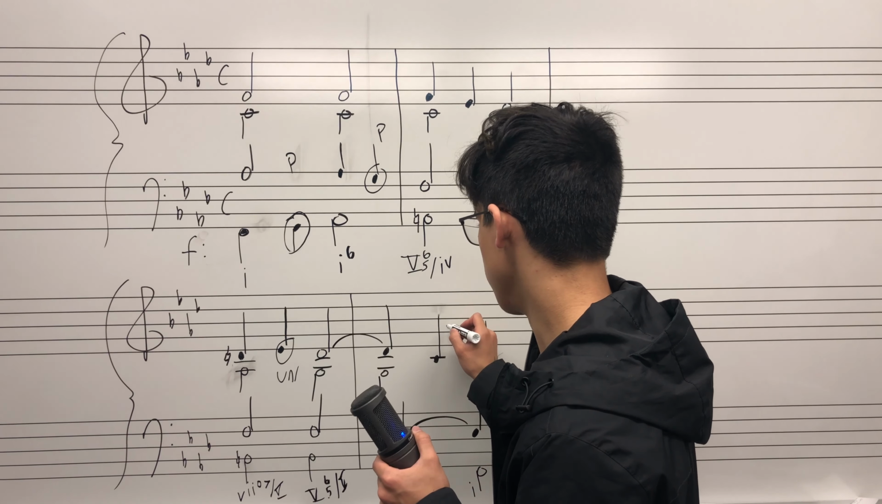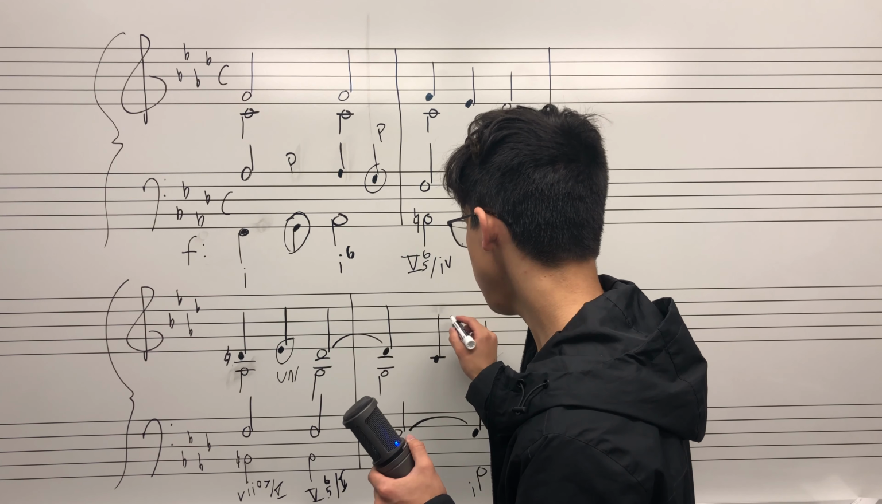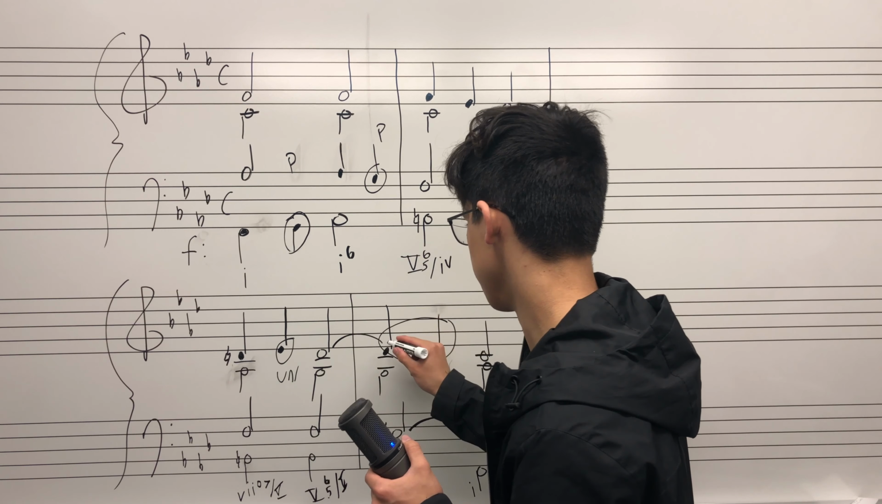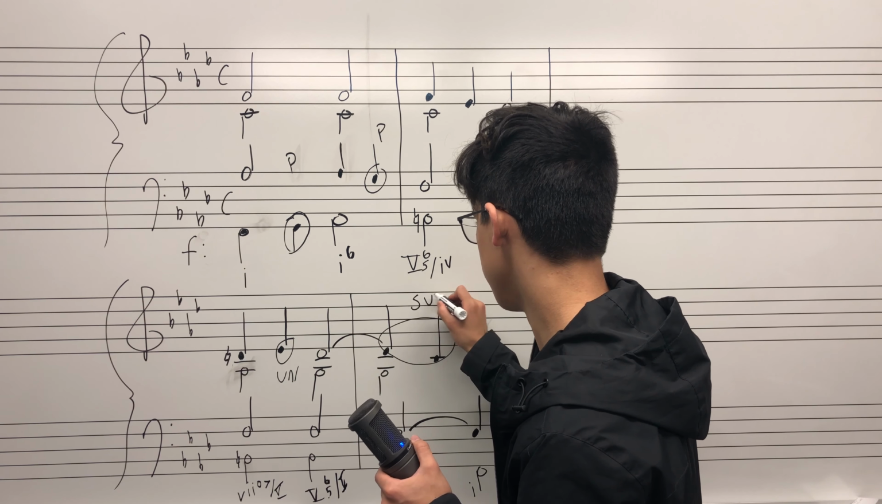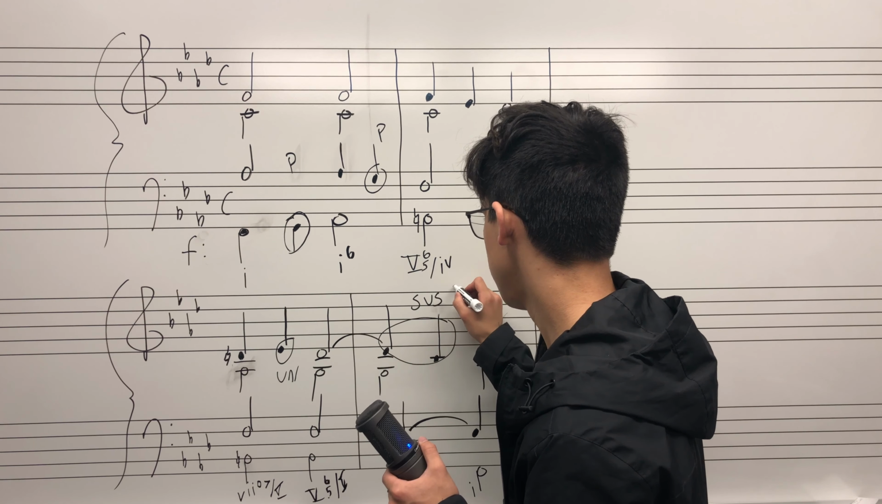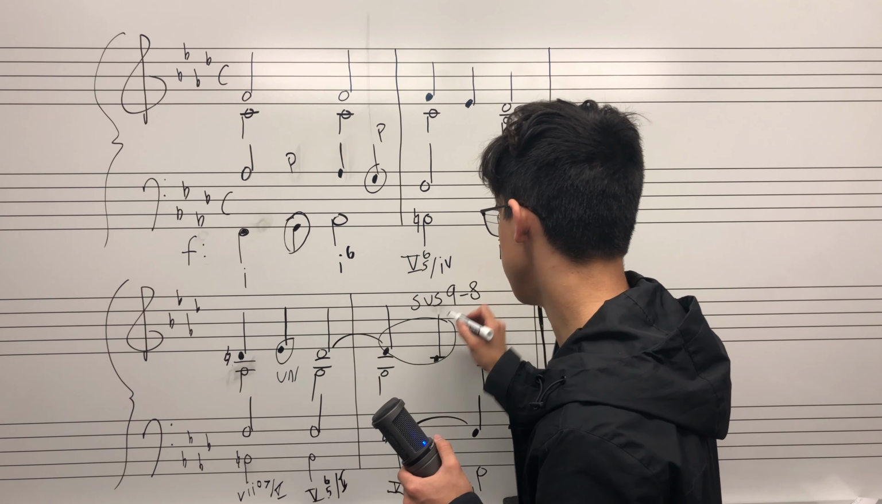So how you can label this, just circle, I guess you can circle both here, or you can just circle this and just call it sus, and you can just do this 9-8.